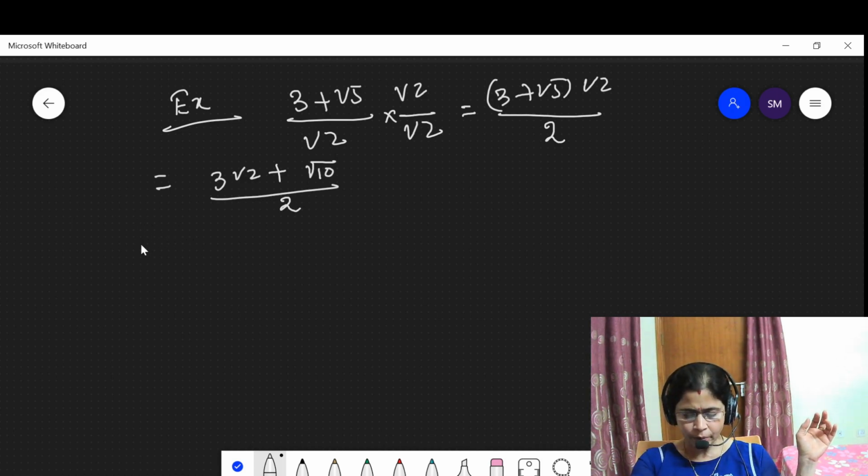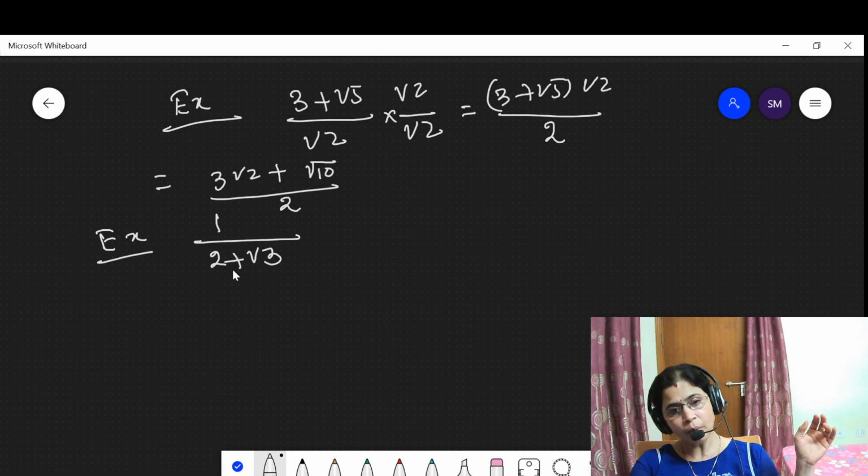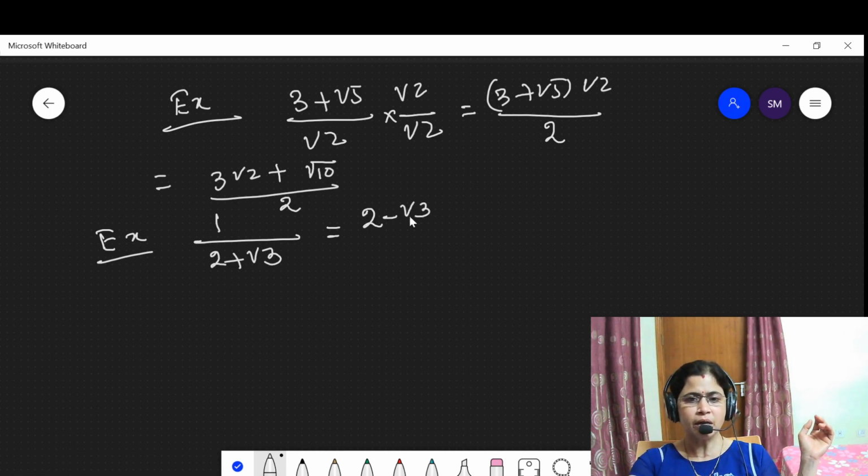Now let us solve some more questions. Here another question is given. Rationalize the denominator. The question is 1 upon 2 plus root 3. Is 2 plus root 3 a rational number? No. But here you have to rationalize the denominator. Then how can we rationalize the denominator? If I multiply 2 minus root 3 in the numerator and 2 minus root 3 in the denominator, you know that when we multiply the same number in both numerator and denominator, there will be no change in value.